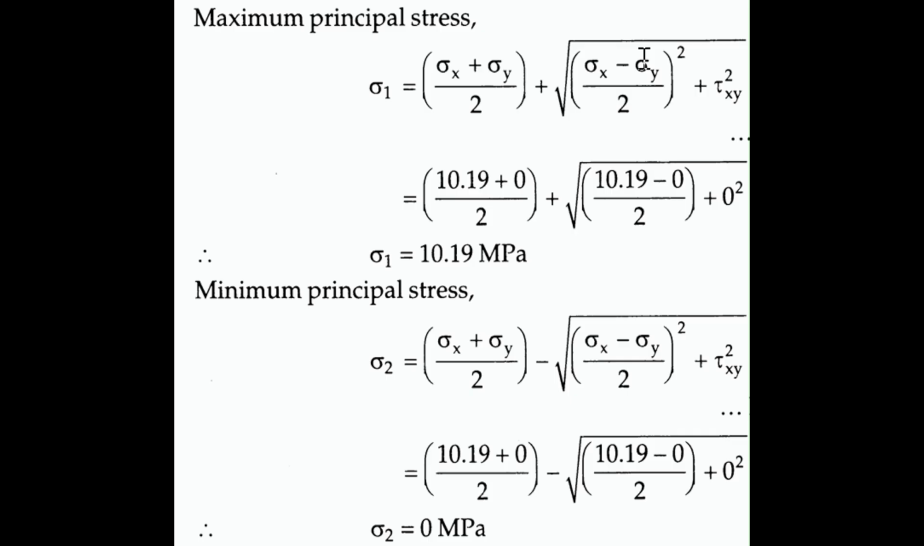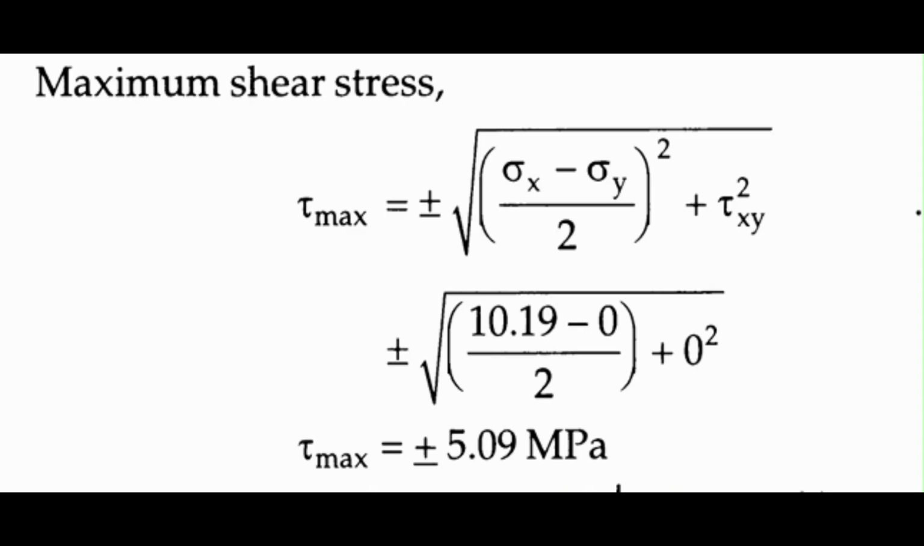Next, we have to find one more term, that's the maximum shear stress at this condition too. So I have to find maximum shear stress too, right? So maximum shear stress has the formula tau max equal to plus or minus, since maximum could be in the negative and positive. Plus or minus root of ((sigma x minus sigma y) by 2) the whole square plus tau xy square. This is the formula of maximum shear stress.